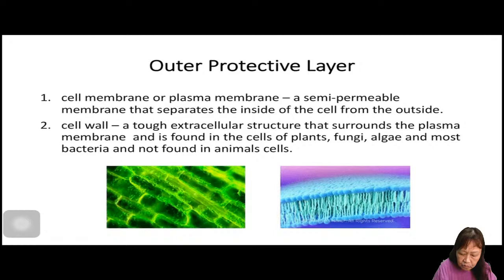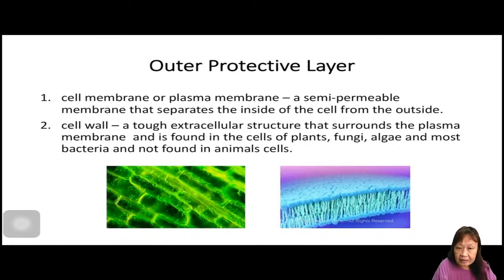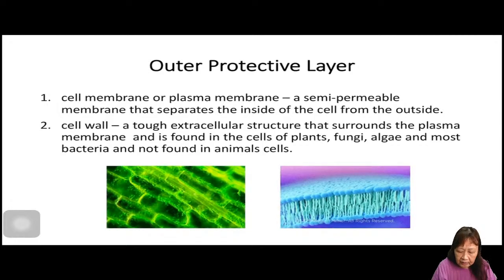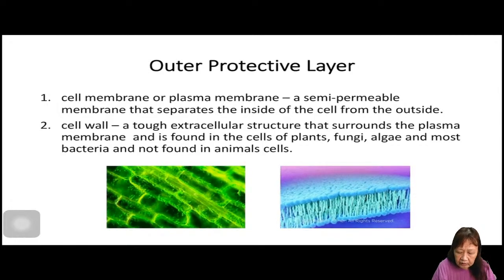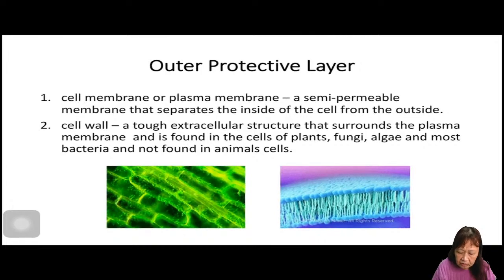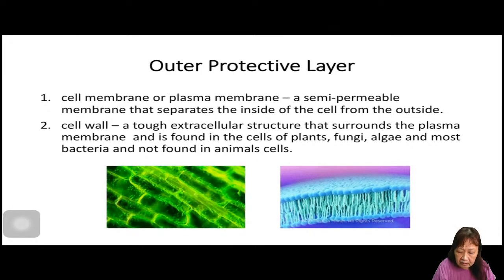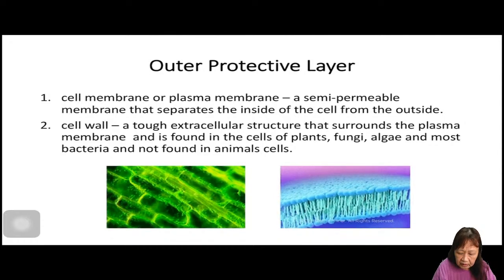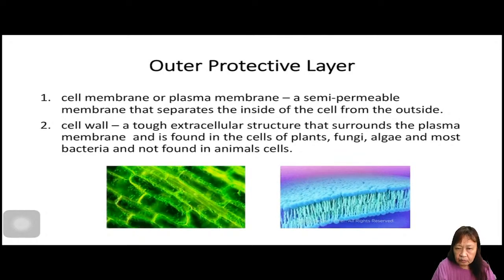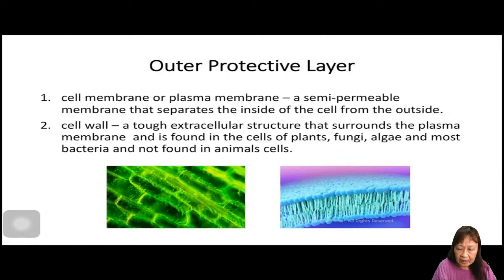Now, another outer protective layer is the cell wall. This one is an extracellular structure. It is rigid, it is strong, and found mainly in the cells of plants, fungi, algae, and most bacteria, but is not normally found in animal cells. Now, this cell wall is the one that maintains the shape of the plant cells. Okay, so these are the two outer layers.